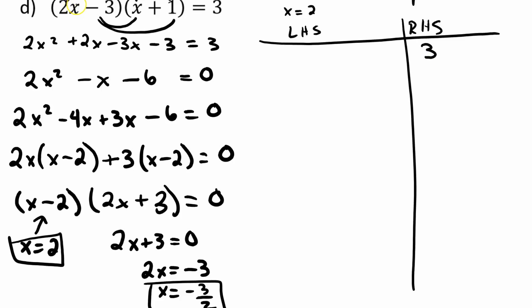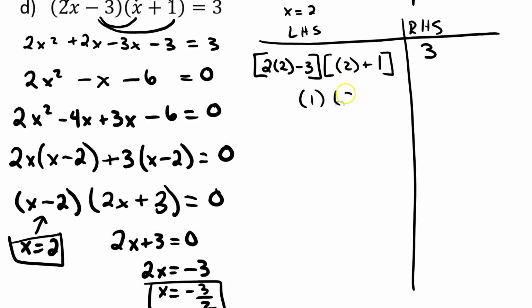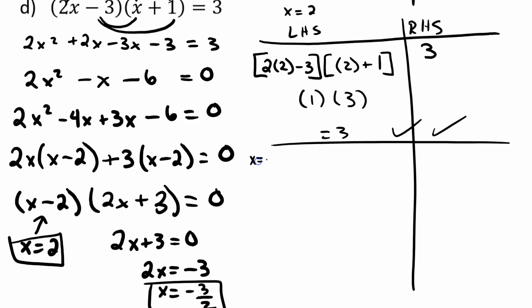So in this, I'm literally going to substitute that 2 in here, and I'm going to use my square brackets to keep things organized. 2 times 2 minus 3. So I'm writing this exact same thing out, but I'm just substituting a 2 in for my x. Next bracket is going to be 2 plus 1. Let's see. 2 times 2 is 4 minus 3 is simply 1 times 3, which equals 3. Left hand side equals right hand side. We're good.